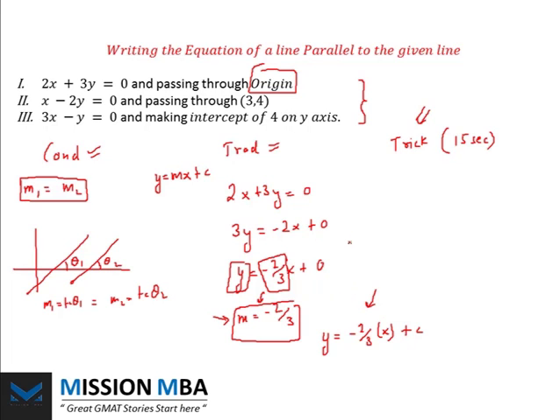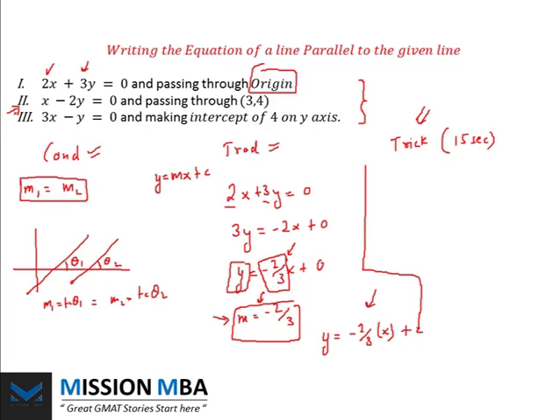Guys, the trick is to focus on m. Now tell me, what determines the value of m? Here m was determined by just 2 and 3. That's why it came out to be minus 2 by 3. So m is only determined by the coefficients of x and y. Remember, m is only determined by the coefficients of x and y. So if the m has to be equal, the coefficients of x and y have to be equal.